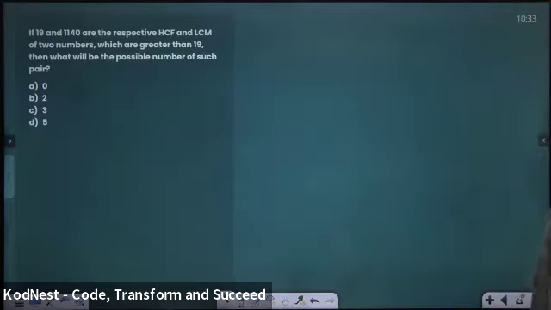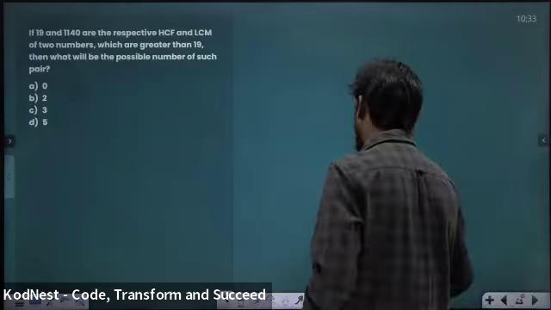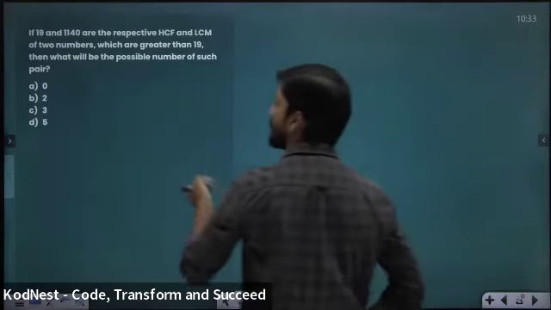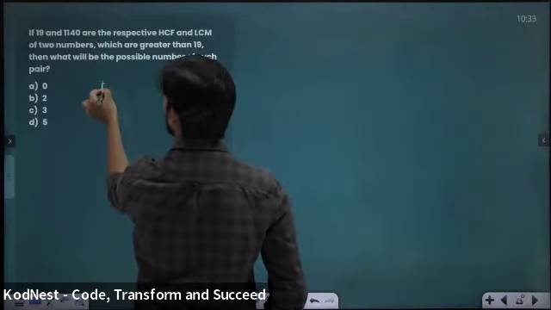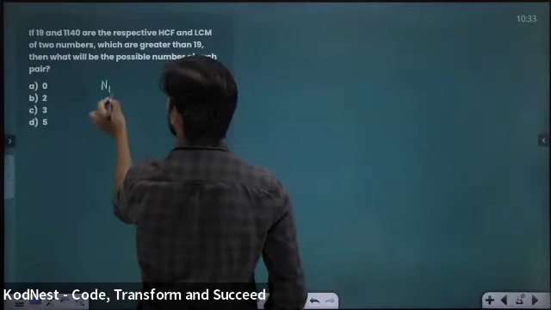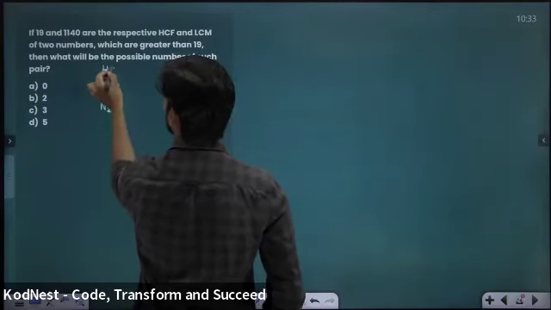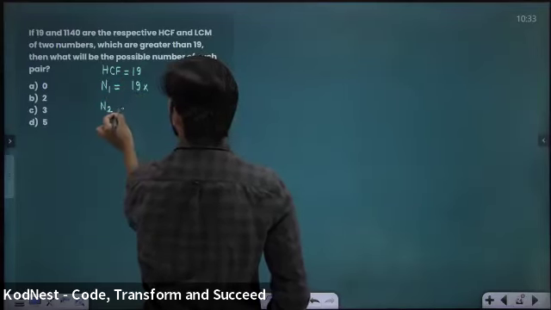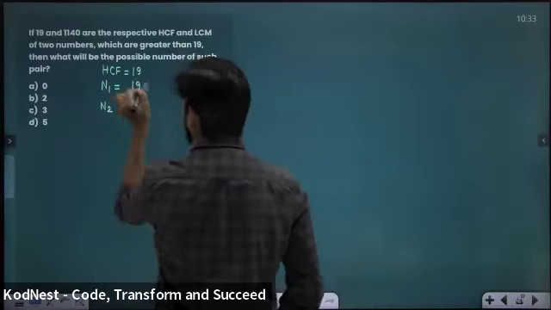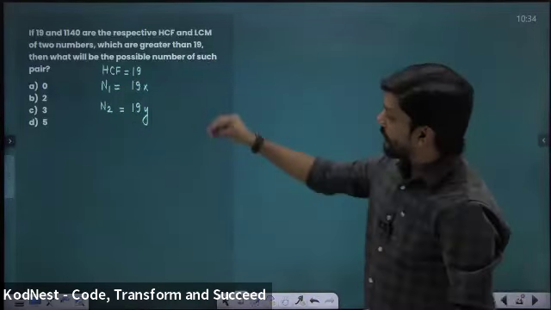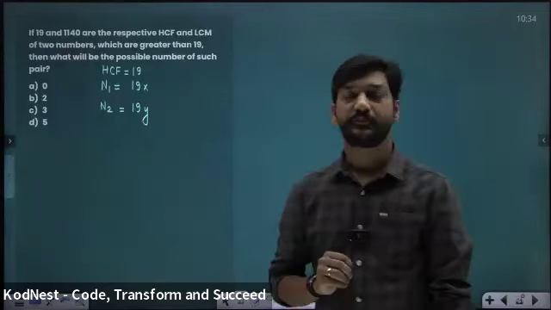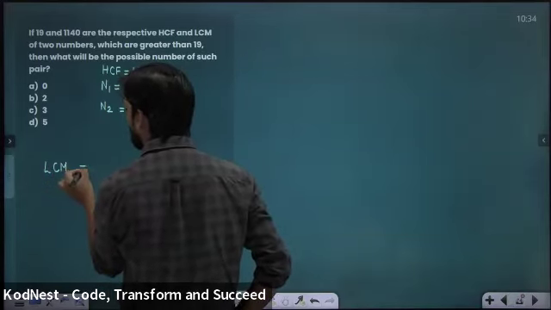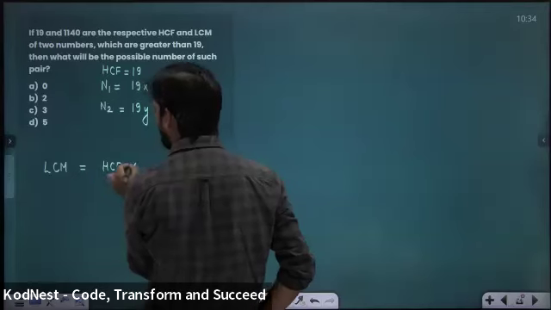Two pairs. Okay. So two things I've told you, which you have to immediately apply. First thing is HCF is given, so N1 and N2 will be equal to 19x and 19y. We will try to find x and y, but later. LCM and HCF both are given, so we'll find the integer. LCM equals HCF into integer.